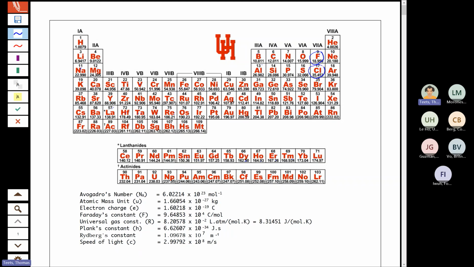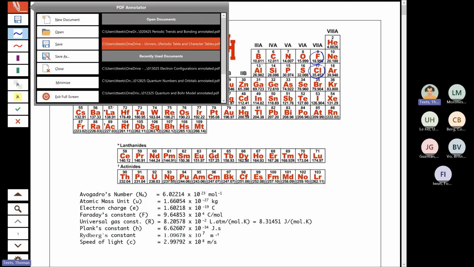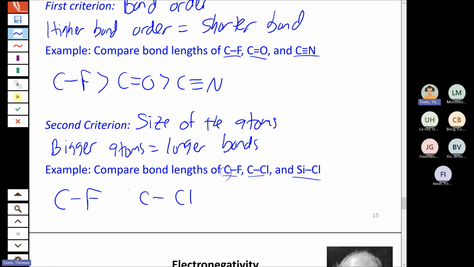So as we move down from fluorine to chlorine, we expect the atoms to get bigger. So chlorine is bigger than fluorine. That means we would expect the bond between carbon and chlorine to be longer than the bond between carbon and fluorine. So those two, we would expect this one to be the longer one because chlorine is bigger than fluorine. So carbon and chlorine can't get as close together when they form a bond. That bond will be longer.